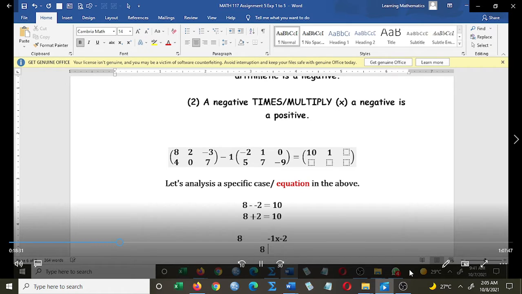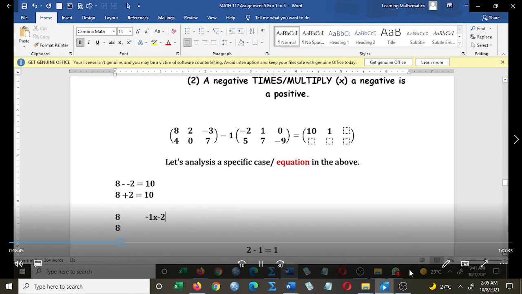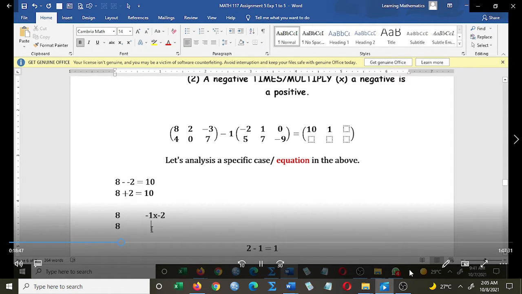Leave the 8 far away from that. The 8 is far away from that. Okay, so the 8 is now far away from what is going on there. So -1 times -2 is what? What kind of an answer are you going to get? A positive. A positive what? Positive 2. Right. Okay, so what's our final answer? 8 and a positive 2 will give us what? 10. You can look at it that way.